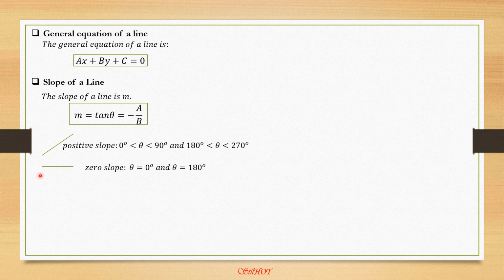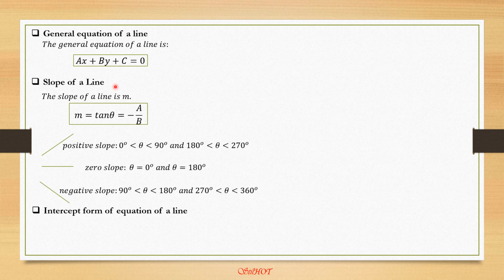Negative slope if it is sloping down to the right, and if it crosses the second and the fourth quadrant, where tangent is negative in those quadrants. So 90 degrees less than theta less than 180 degrees, and 270 degrees less than theta less than 360 degrees. So for example, tangent of 135 is negative 1. Tangent of 315 degrees is also negative 1. So to check, the slope is negative for those mentioned angles.